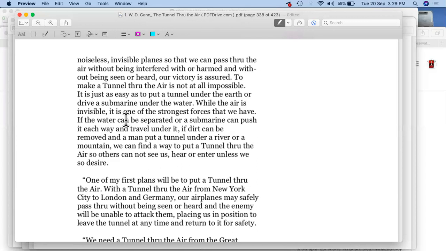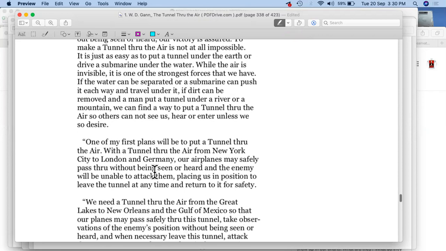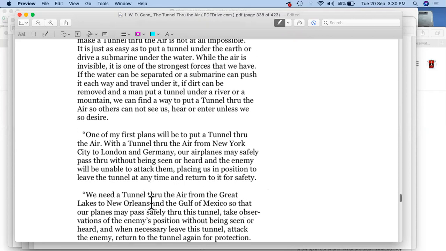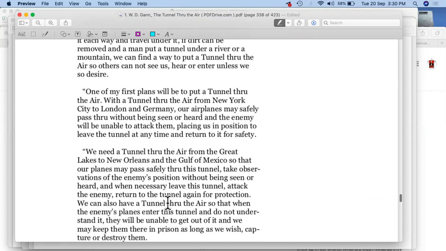With a tunnel through the air, from New York City to London and Germany, our planes may safely pass through without being seen or heard, and the enemy will be unable to attack them, places us in position to leave the tunnel at any time and return to it for safety. We need a tunnel through the air from the Great Lakes to New Orleans and the Gulf of Mexico so that our planes may pass safely through this tunnel. Take observations of the enemy's position without being seen or heard. And when necessary, leave this tunnel, attack the enemy, return to the tunnel again for protection.